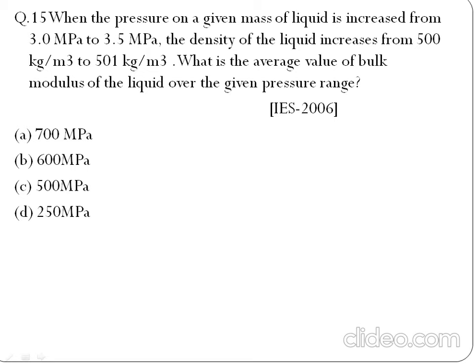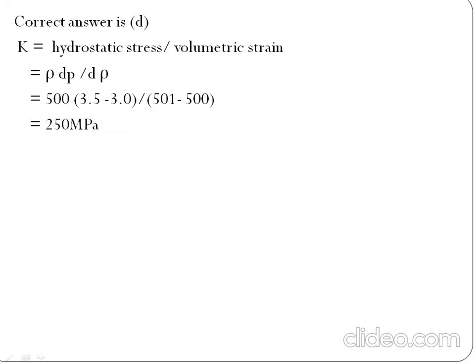So the correct option is D, because we know bulk modulus is defined as hydrostatic stress to volumetric strain. So rho dP upon d rho is equal to 500 into 3.5 minus 3 upon 501 minus 500. And the calculation for bulk modulus gives 250 megapascal.